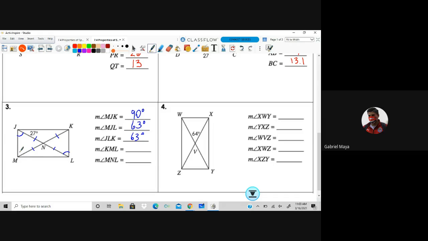So what does that mean? That means that this angle is congruent to this one, and that this angle is congruent to this one, and that this one is congruent to this. This one is congruent to this. This one is congruent to this. This one is congruent to that. In fact, let's do that again, but I'm gonna use a different color.